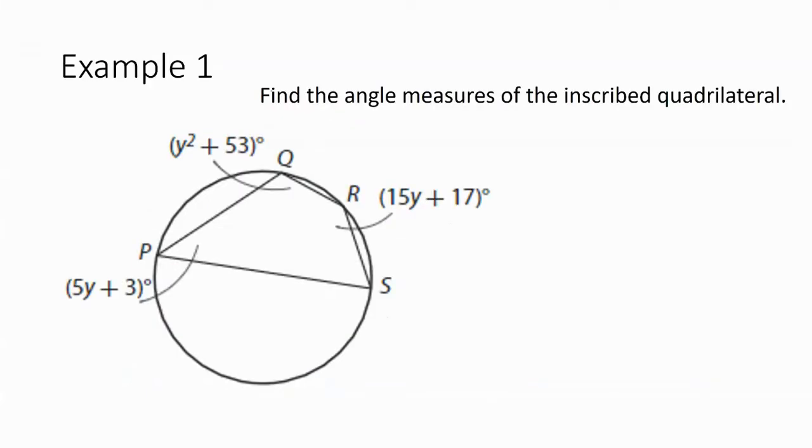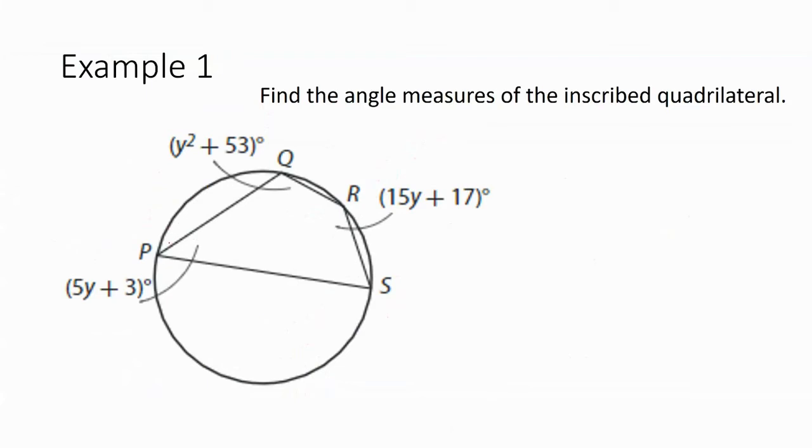All right, so example one, find the angle measures of the inscribed quadrilateral. So basically, we're just applying geometry, the theorem for inscribed quadrilaterals, and then just using algebra to solve for our angles. So first things first, we do have some algebraic expressions representing our angles, and it looks like our variable is y. Tell me why. All right, so basically, we're going to apply our theorem.